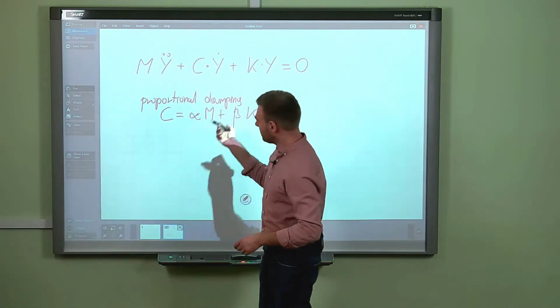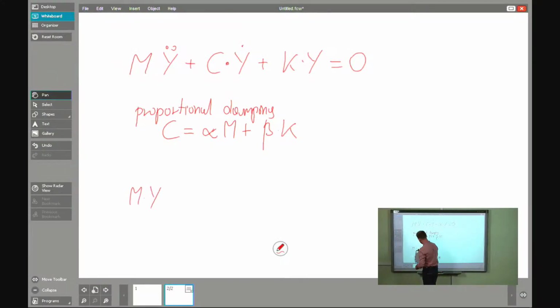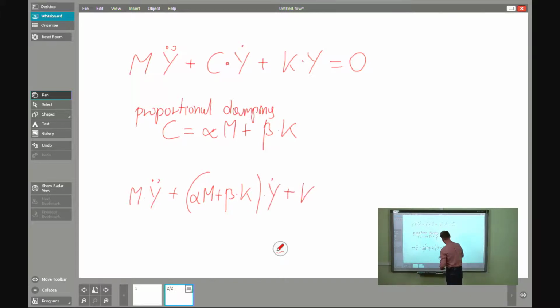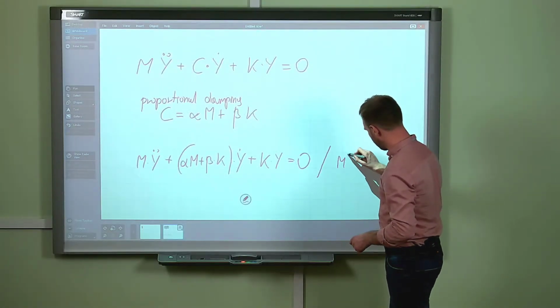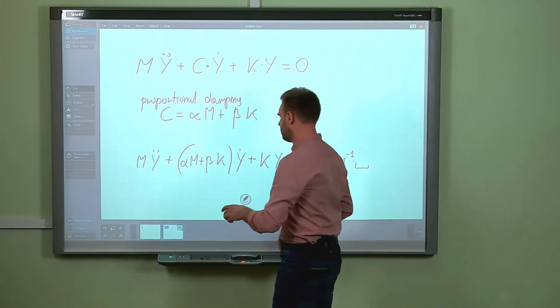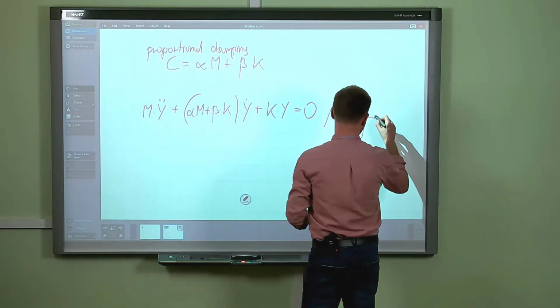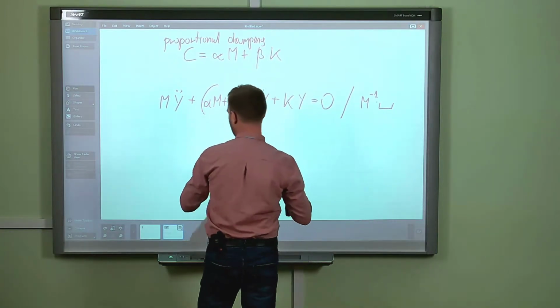Okay, let's put our assumption into our governing equation. It will be the inertia matrix times y double dot, plus alpha times inertia plus beta times stiffness times y dot, plus k times y equals 0. For a more efficient analysis, I will divide everything by the mass. For the inertia matrix, we have to remember that in matrix algebra the order of the operation matters. That is why I have to take the left side product.